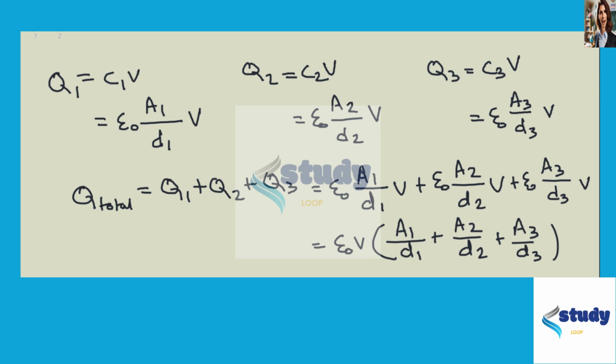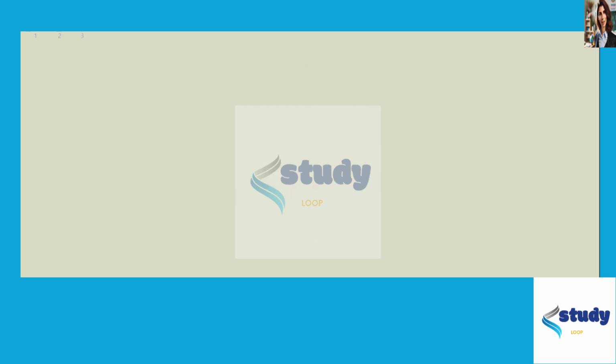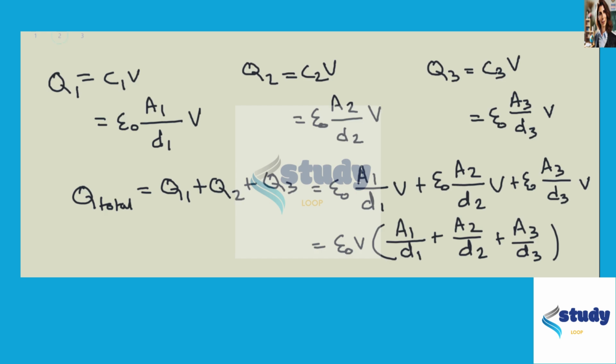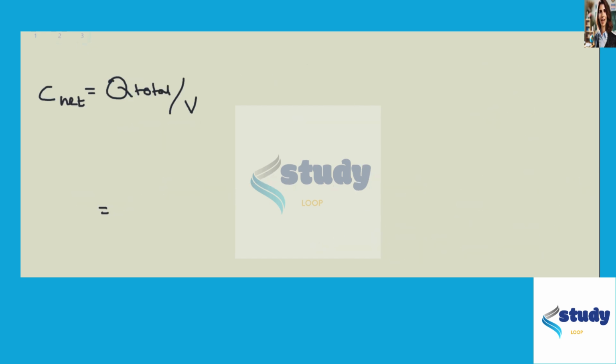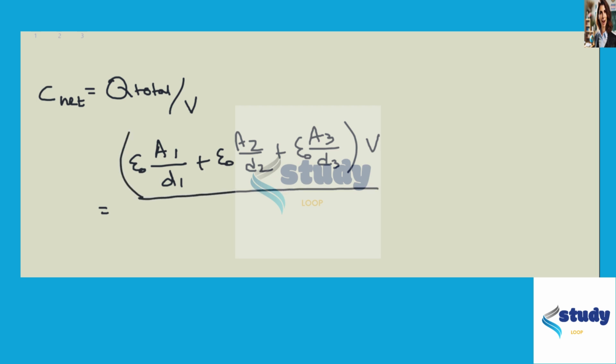Now from there we know that C net should be Q total divided by the voltage. So if we write the expression of Q total from here, it's going to be epsilon naught A1 over D1 plus epsilon naught A2 over D2 plus epsilon naught A3 over D3, times V. So we're taking V out, divided by V, and we get rid of V from there.